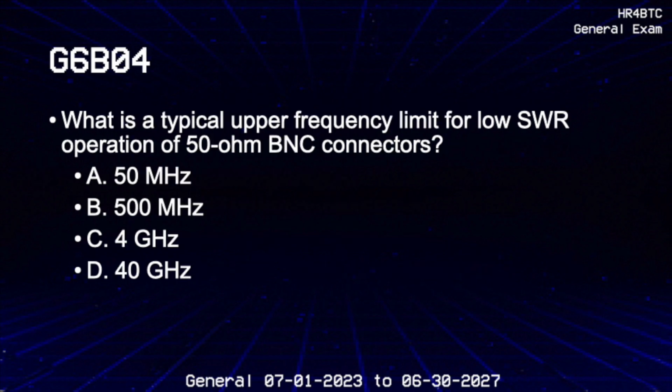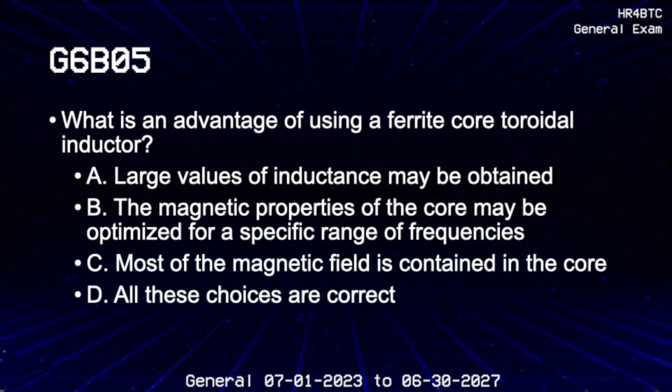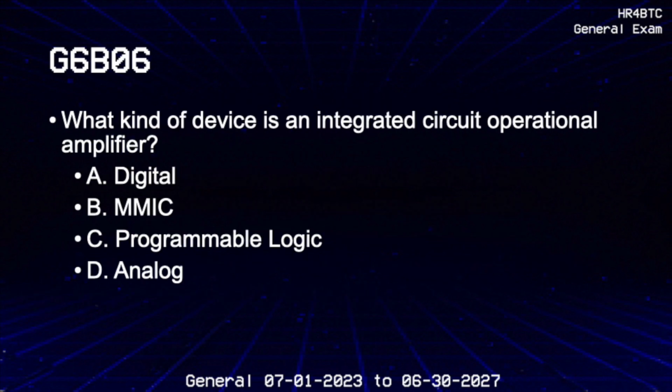What is a typical upper frequency limit for low SWR operation of 50 ohm BNC connectors? 4 GHz. What is an advantage of using a ferrite core toroidal inductor? All these choices are correct. What kind of device is an integrated circuit operational amplifier?